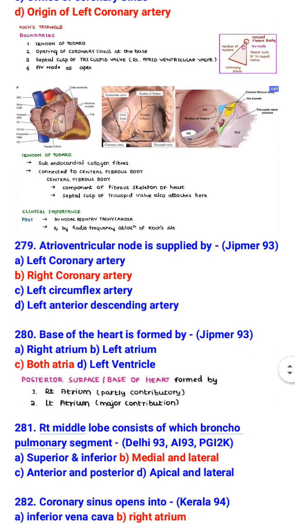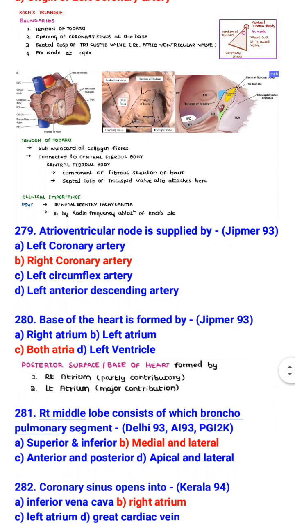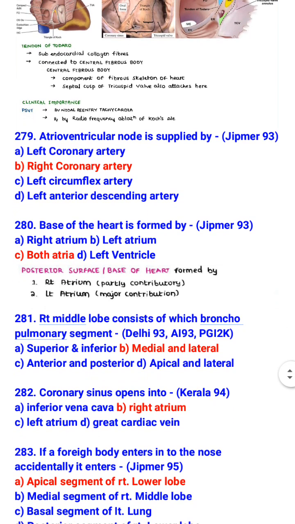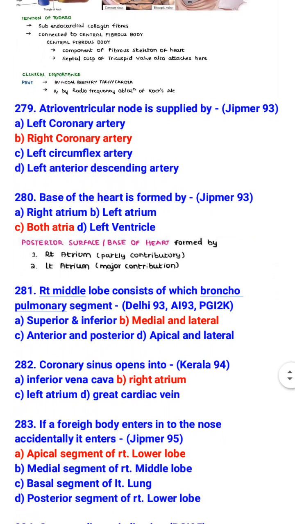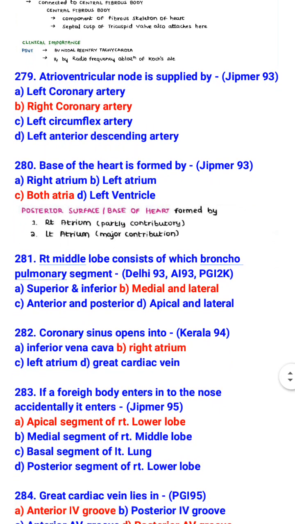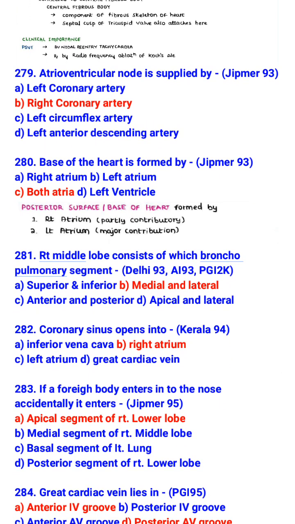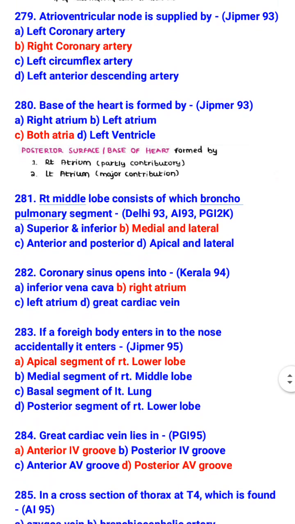Atrioventricular node is supplied by right coronary artery. Base of the heart is formed by both atria. Major contribution by left atrium and partly contribution by right atrium. Right middle lobe consists of which bronchopulmonary segment? Medial and lateral. Coronary sinus opens into right atrium.